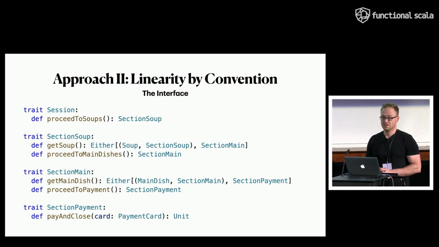Here's our new interface. In session, your only option is to proceed to soups. In section soup, you can either ask for soup or proceed. If you ask for soup, it's now up to the canteen whether they provide you with the soup and you stay in section soup, or you are moved to the main section. Main section is analogous, and in section payment, you have no other option than to pay, which also closes the session.